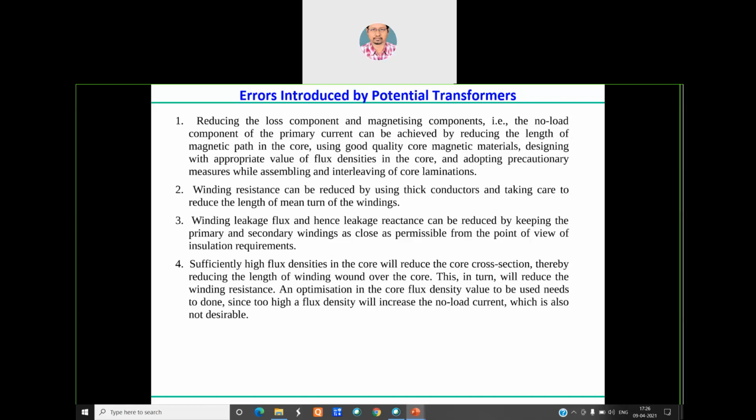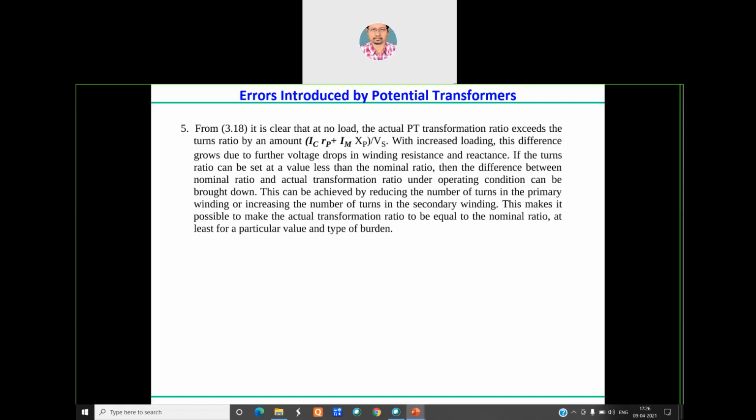Winding resistances you also have to take care of. The number of turns and the winding leakage flux you also have to take care of, because they are directly related to the insulation requirement. And then a sufficiently high flux density in the core you also have to use. Clear? Over the winding, use cores, because this will help you reduce the winding resistance impact.